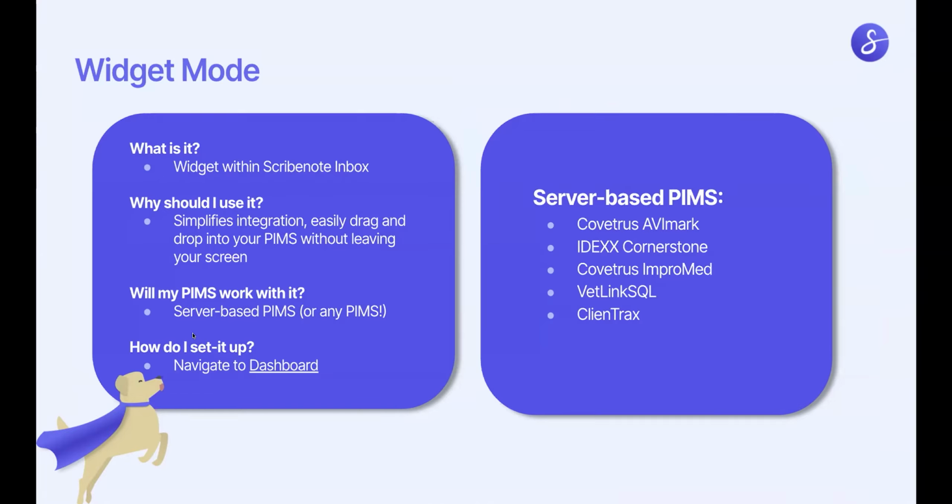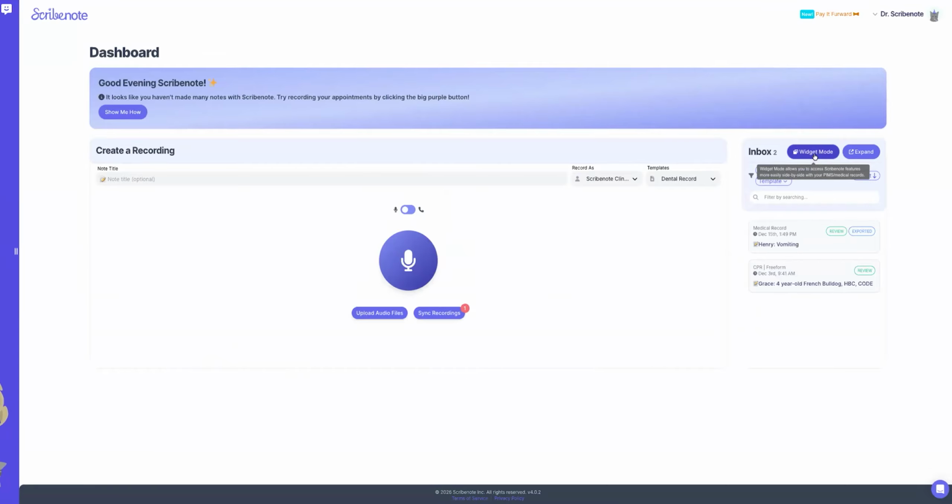And really, why should you use it? It simplifies integration. You can very easily drag and drop all of your information into your PIMS, and it works with anyone. So you have a ton of flexibility. This is just a list of some of the PIMS that it covers, but of course, you can use it with the majority of them. And now I'm going to show you how to use it. If we navigate to your Scribenote dashboard, you can see over here, right on the top of your inbox, here I can zoom in a little bit, you can see widget mode.